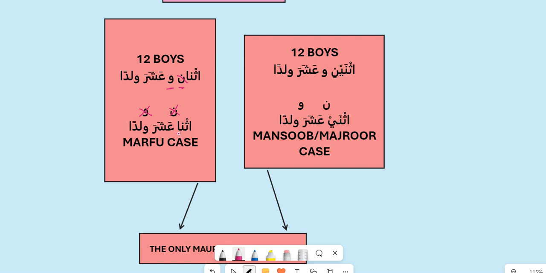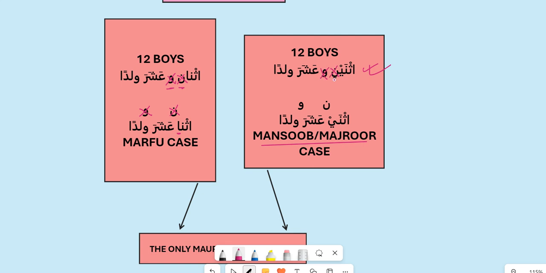What happens when it's in mansoob and majroor case? Originally it was ithnaini wa ashara waladan. So this was the original one, ithnaini. In this case, the waw was taken out and even the noon was deleted. The moment it came and became cemented together, the noon is removed. One may ask why the noon is being removed here.